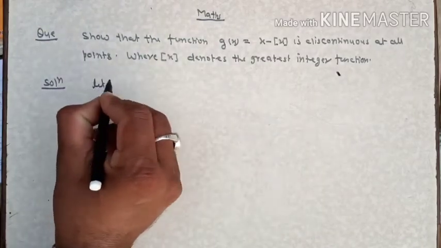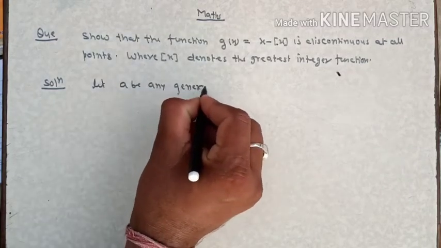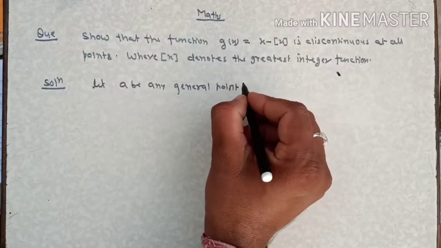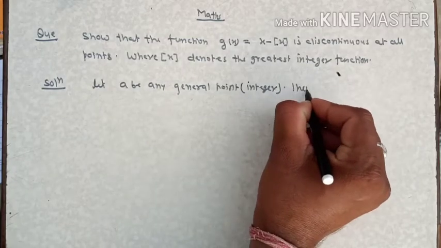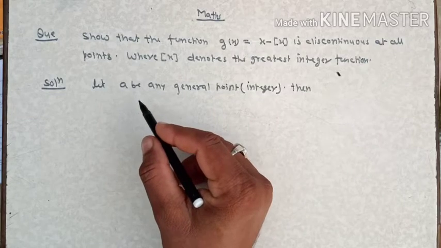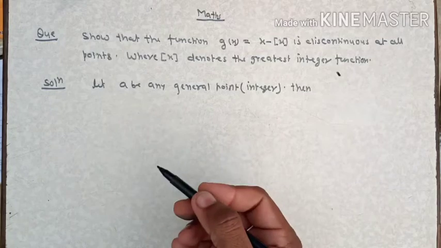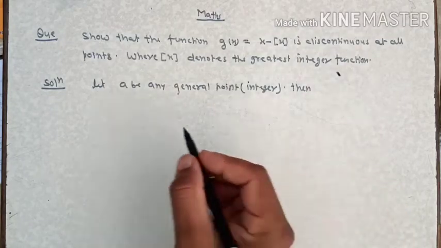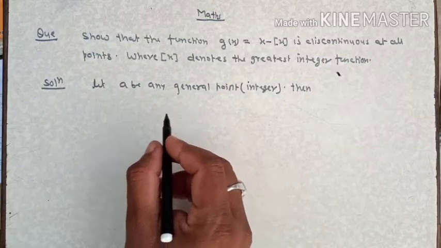So let a be any general point. Point means integer. Then, as you know, first of all we find the left hand limit at a, then we find the right hand limit at a, then we find the value of the function at x = a. If the left hand limit, right hand limit and value of the function at point a are all equal, then the function will be continuous at point a.